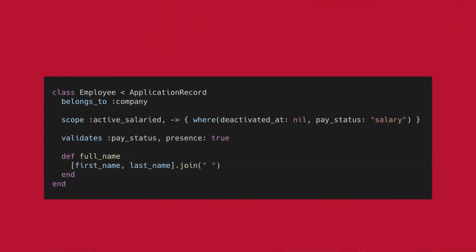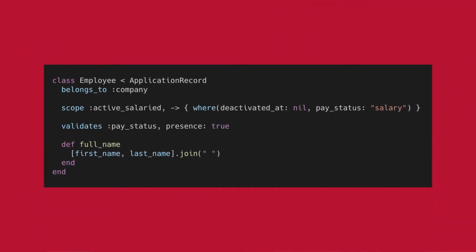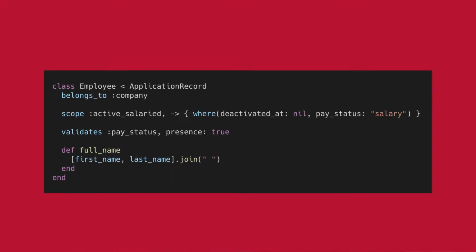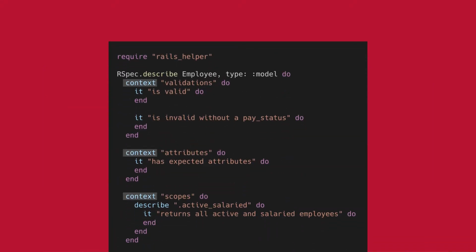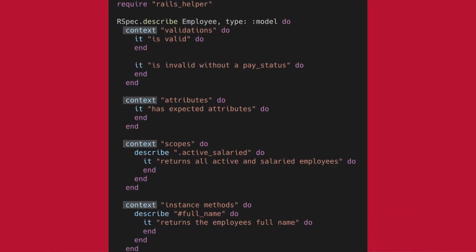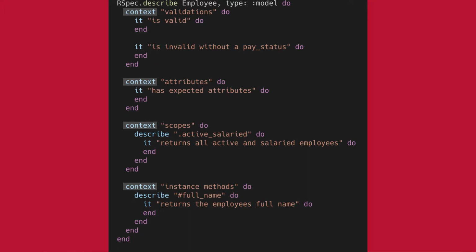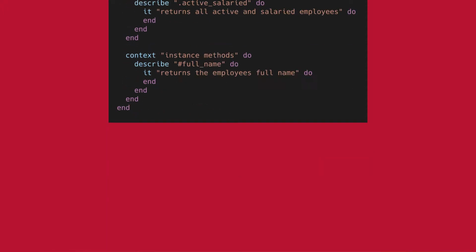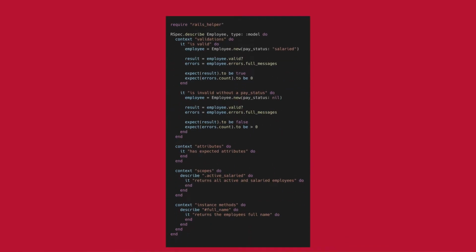First, we'll establish a rudimentary model to write our specs against. I'm using context to separate the different concepts I'll be testing, like validations, attributes, scopes, and instance methods. This isn't required, but structuring similarly via context or describe can help keep a complex model spec easy to maintain over time. Let's start by testing the validations.